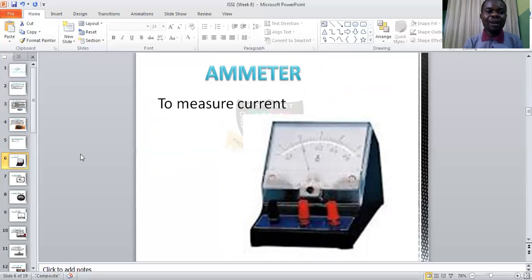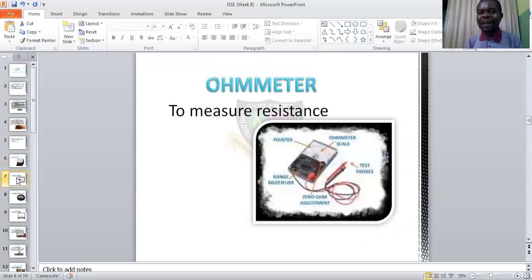Then after the ammeter, we have another one, the ohmmeter, to measure resistance. The unit of resistance is ohm. We'll be dealing with this in our calculation next week, by the grace of God. The ohmmeter is used to measure resistance because resistance is measured in ohm. We'll look at those things.